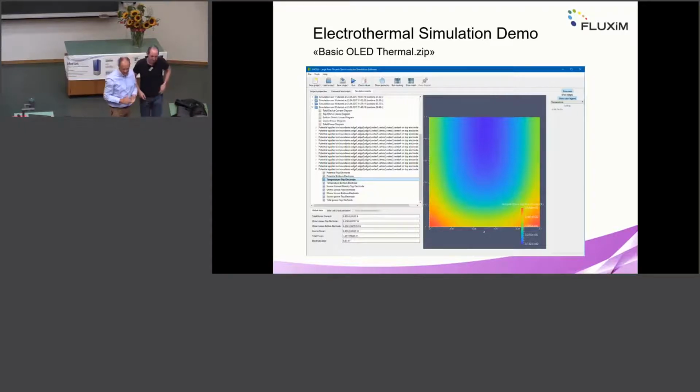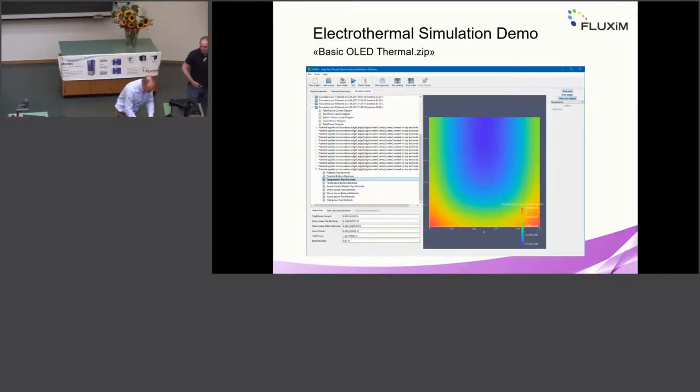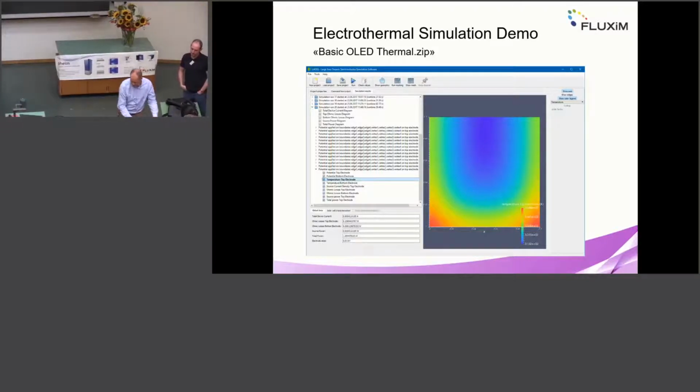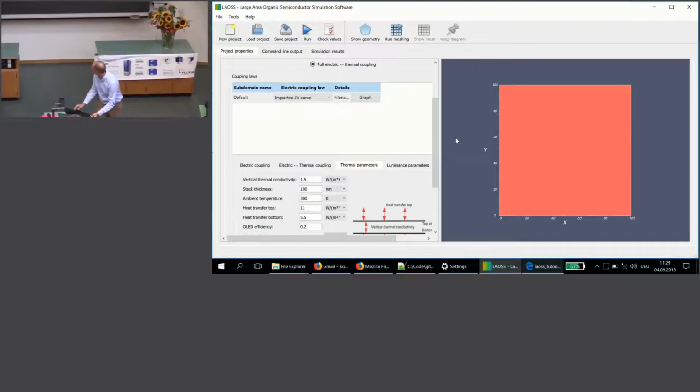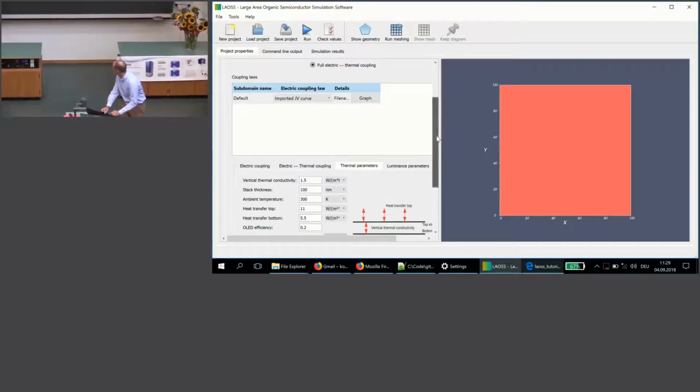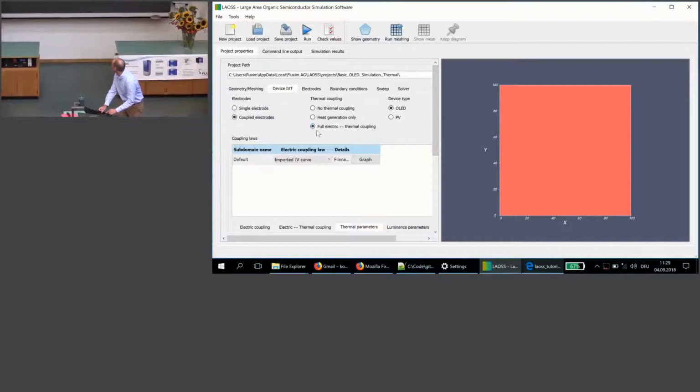I'm sorry it's not connected, but where you select the coupling laws, the first tab is electric coupling, the second electrothermal coupling. Maybe I should still show it here. So the first difference to the previous example is that now we have full electrothermal coupling.